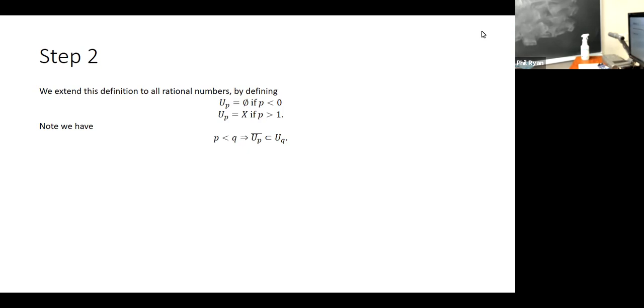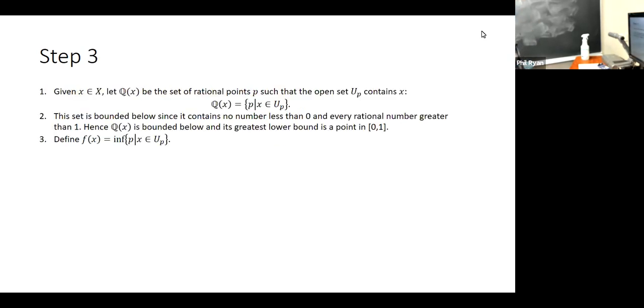So that means we've got a collection of sets parameterized by the rational numbers, which covers the whole set X, and we have this nice property here: the closure of U_P is contained in U_Q whenever P is less than Q. How do we turn this into a function? Well, given any point x in the space, we let Q(x) be the set of rational points P such that the open set U_P contains x.